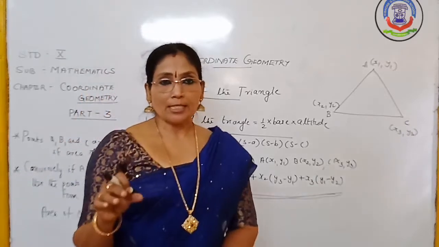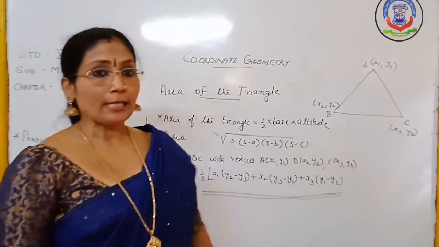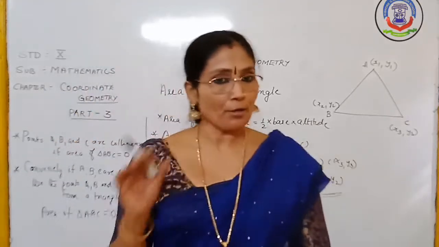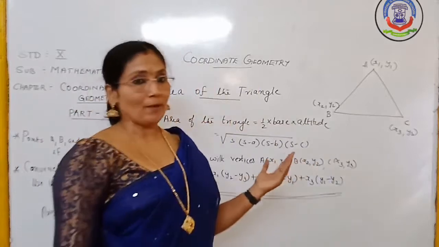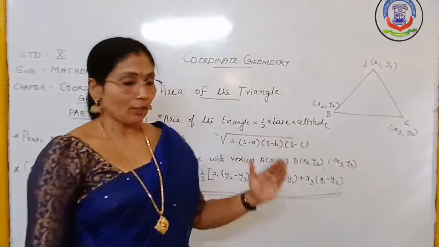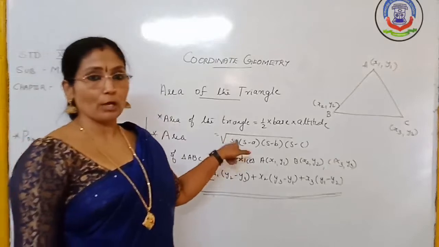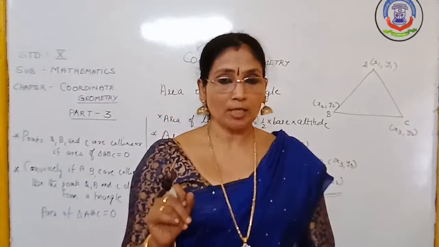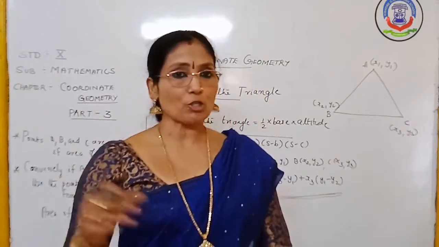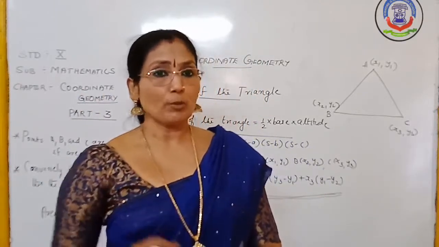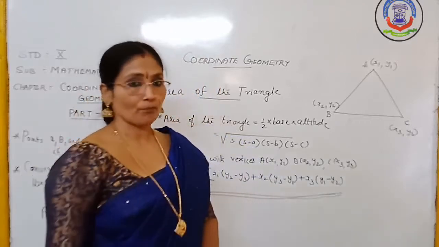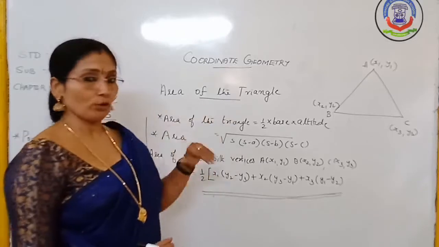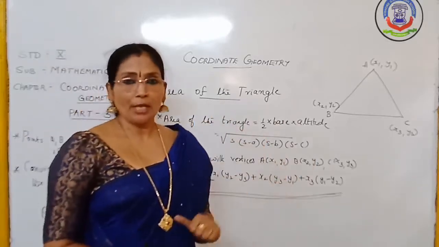In earlier classes you have already learned that the area of a triangle is equal to half into base into altitude. And one more formula you have learned: if the sides are given, you can find the area using the formula root of s into (s minus a) into (s minus b) into (s minus c), where s is the semi-perimeter of the triangle. It is known by the name Heron's formula. So you have already completed both of these formulas for finding the area of a triangle.